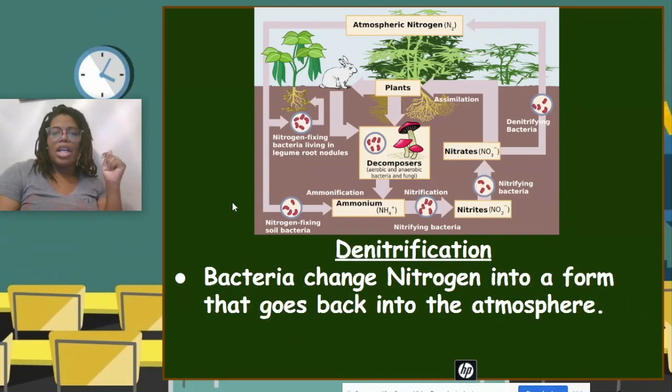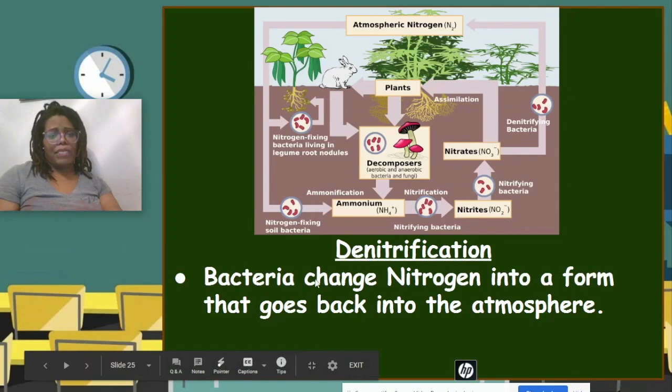All right. So the next thing is called denitrification. Denitrification happens with bacteria again, but we call them denitrifying bacteria. Denitrifying bacteria are going to change nitrogen into a form that can now be released and go back into the atmosphere as just regular nitrogen. As you see right here, regular nitrogen going back into the atmosphere. That happens by denitrification. And these are bacteria that are releasing it into the atmosphere.